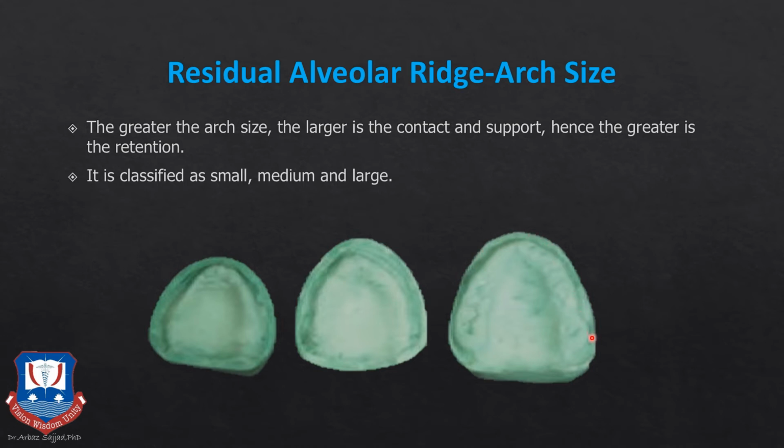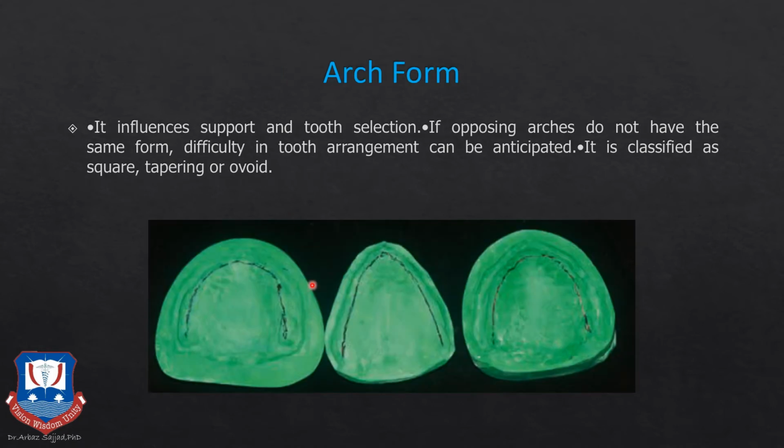I think some of you must have read about the snowshoe principle. So usually a large denture bearing area is good for denture construction and a small denture bearing area is not so favorable. Now coming to the arch form. After arch size, we have to consider the form or shape of the arch. That is, it may be square, tapering, or ovoid, and this will ultimately affect how the artificial teeth are selected and how the artificial teeth are arranged on the denture bearing area.